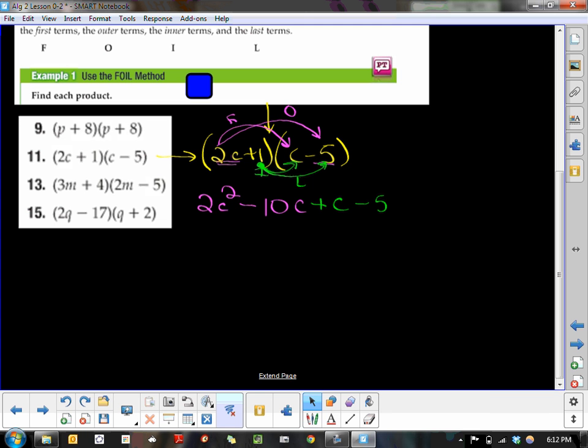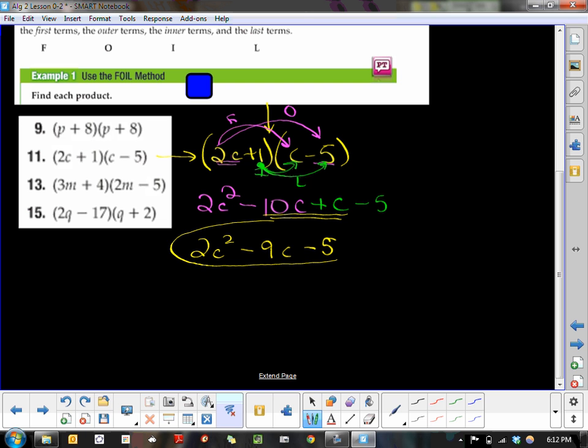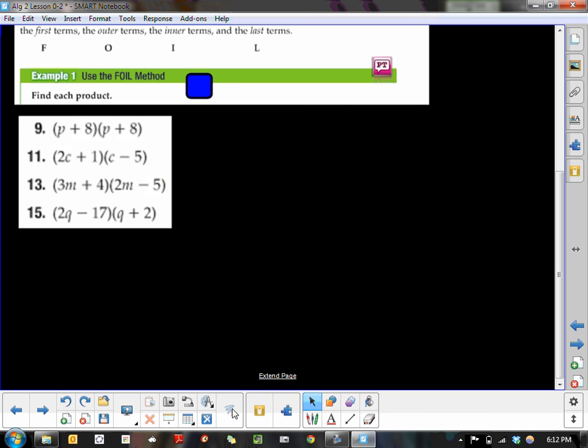We're going to look for any like terms that we may have, and there are two like terms sitting right in here. They're typically the middles. You got 2c squared. You have a negative 10c plus a c, so you have negative 10 plus one of them is a negative 9c minus 5. And there's our answer to our second one. So the rest of these are just more examples of the same idea, applying this concept to different looking ones.